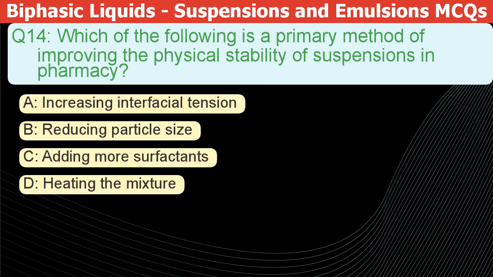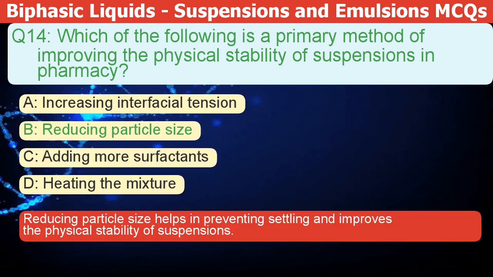Which of the following is a primary method of improving the physical stability of suspensions in pharmacy? A. Increasing interfacial tension. B. Reducing particle size. C. Adding more surfactants. D. Heating the mixture. The correct answer is B. Reducing particle size helps in preventing settling and improves the physical stability of suspensions.